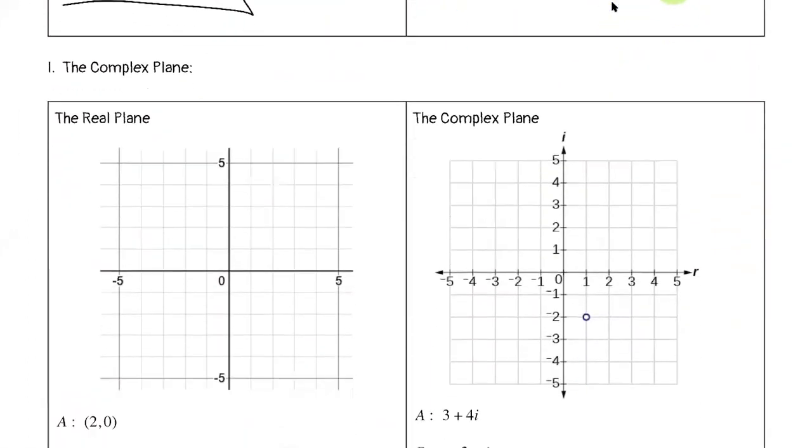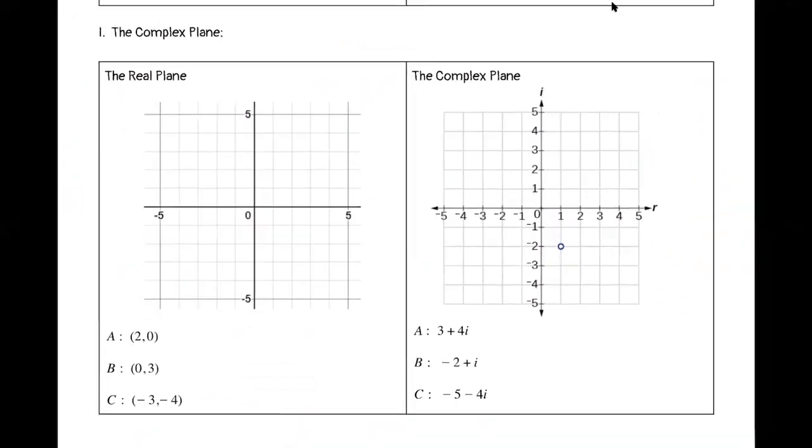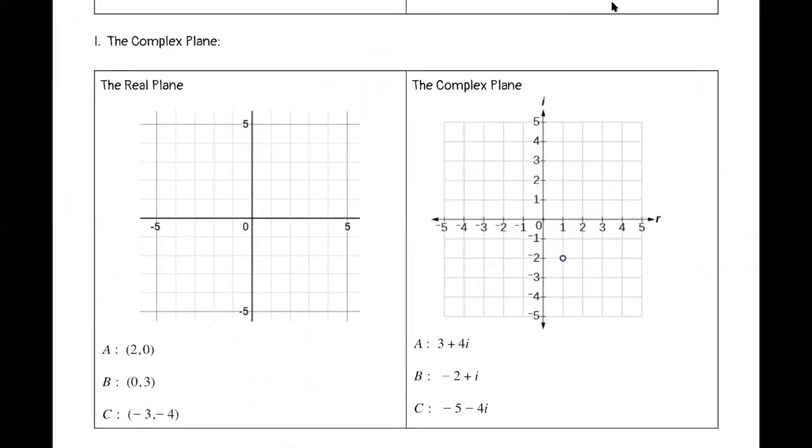So let's start by exploring the complex plane. So we know how to graph real points, and we're also going to be able to graph complex numbers. All right, so let's graph a little bit here. If I have A equals 2 comma 0, that means I'm going to go 2 out on the x-axis and nothing up on the y. So that's my point A, right? That we know how to do.